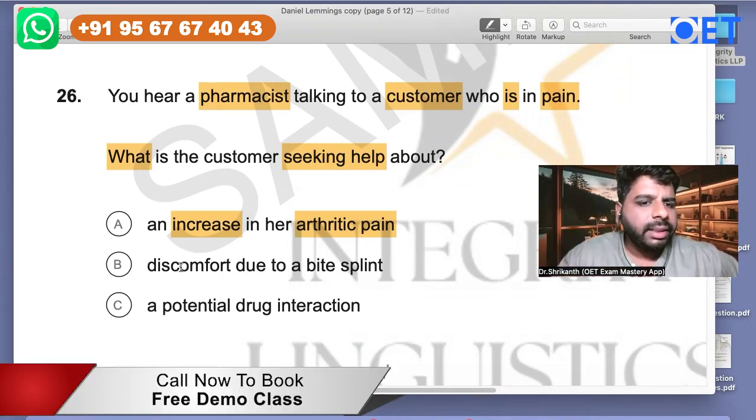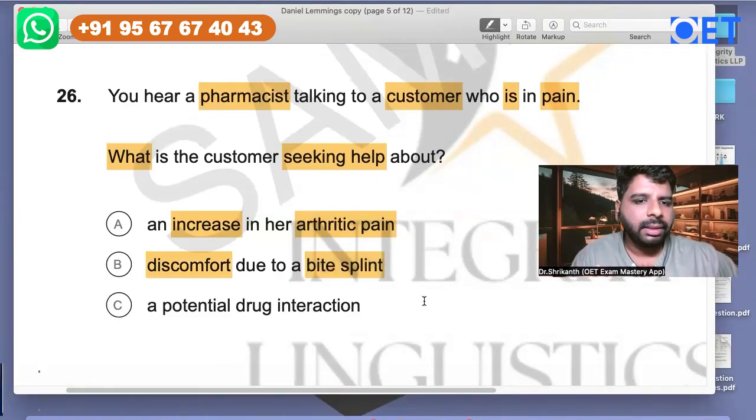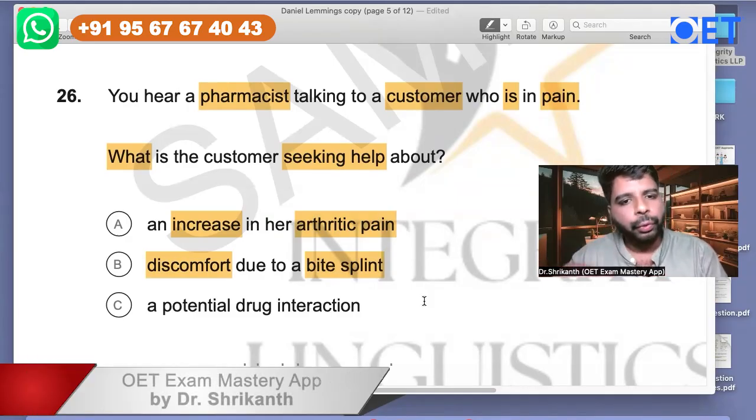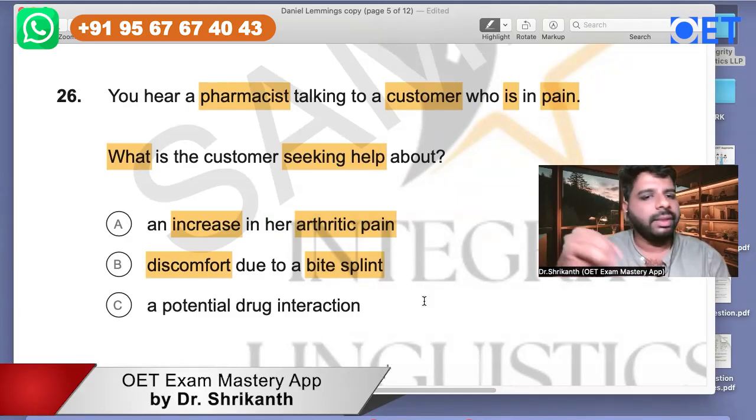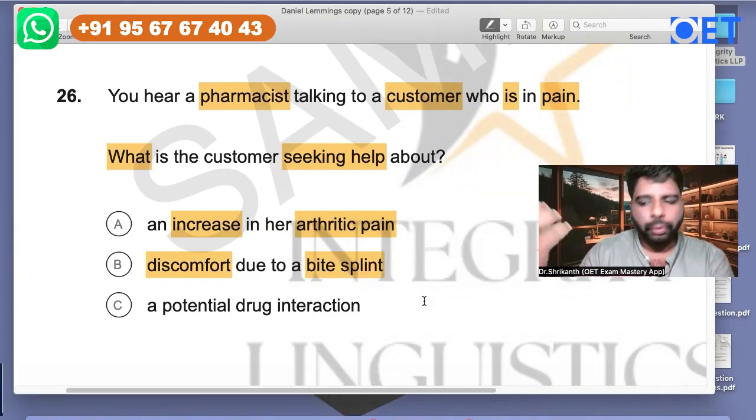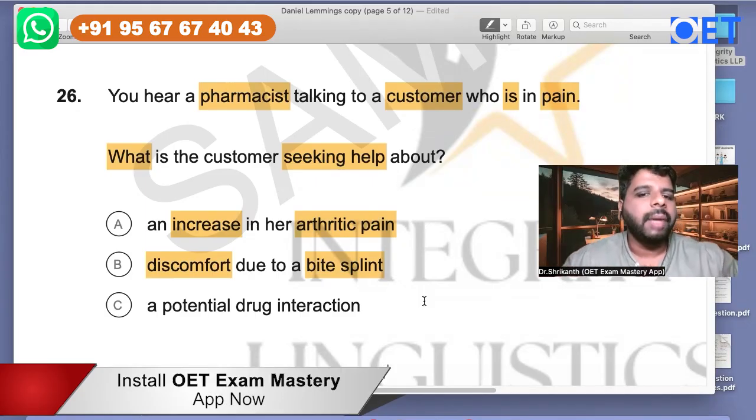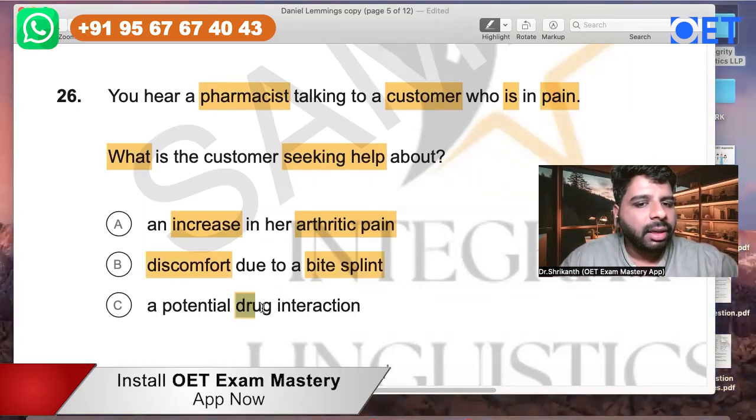Answer option B, discomfort due to a bite splint. Due to means because. So because of a bite splint, she is having discomfort. This is the problem, and she is going to the pharmacist to get a solution to the discomfort caused by the bite splint. Answer option C, a potential drug interaction.